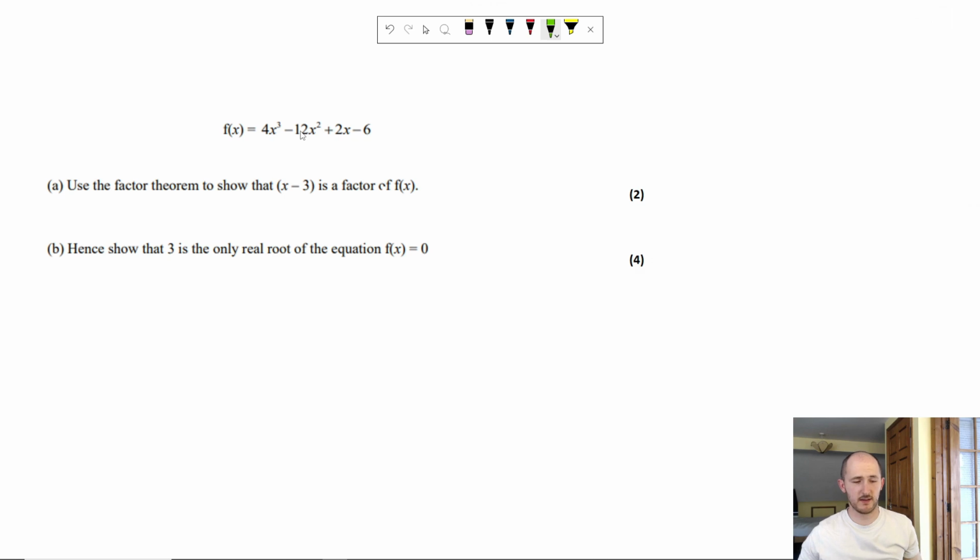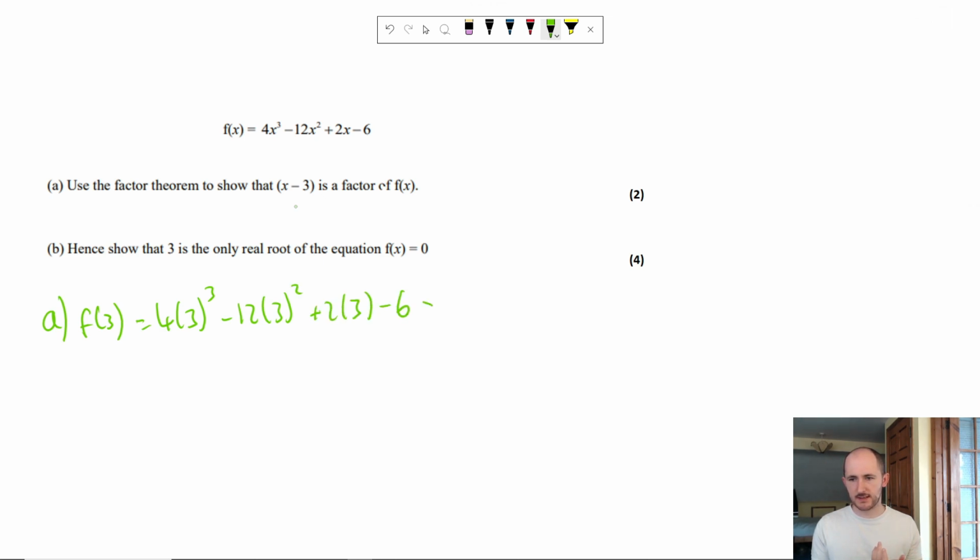Lastly, the last type of question that you can be given is, hence show that 3 is the only real root. Now, I know that there are some people that are going to scream at me in a second, but don't worry. First, use the factor theorem. Again, we know how to do that, right? If x minus 3 is a factor, you're going to sub in f where x equals 3. So again, we're going to put this in. This time I'm going to try and enter it in correctly first try.